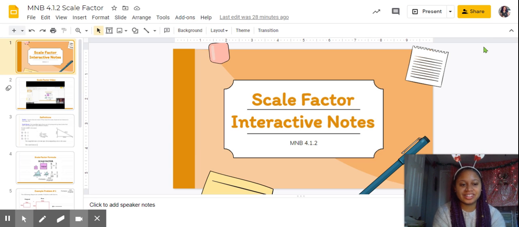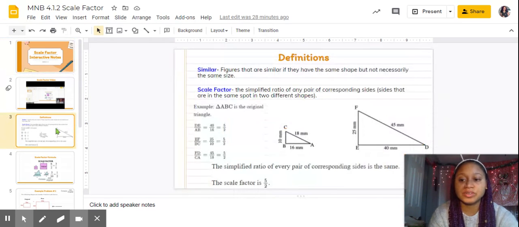Hi, so today we are going to talk about scale factors. We're working through our scale factor interactive notes. So the first thing we need to go over are a couple of definitions.